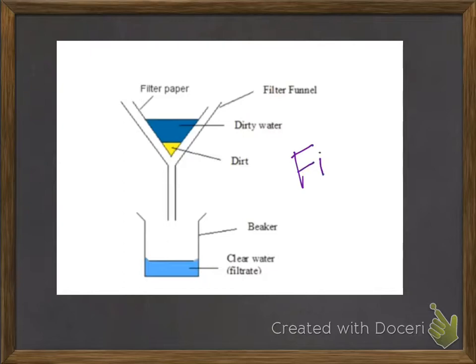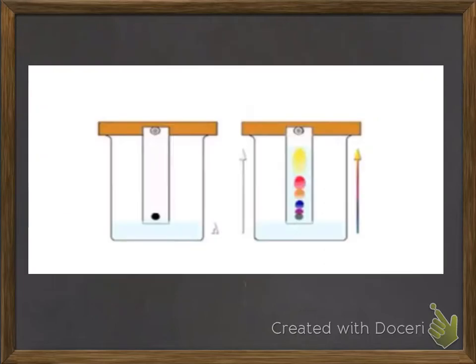All right, the next one is filter. Okay, and here in this picture, we just took some filter paper, we took some dirty water, and if I pour that dirty water into that filter, you're going to see at the bottom, you're going to come up with clean water, and your filter will catch the dirt. Okay, so filtering is a way.